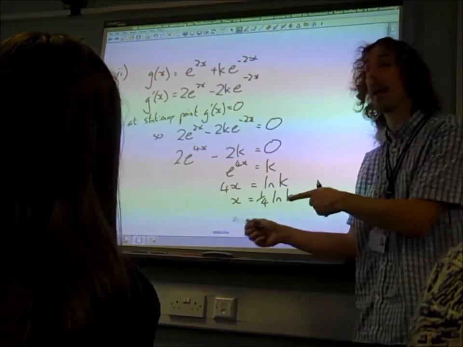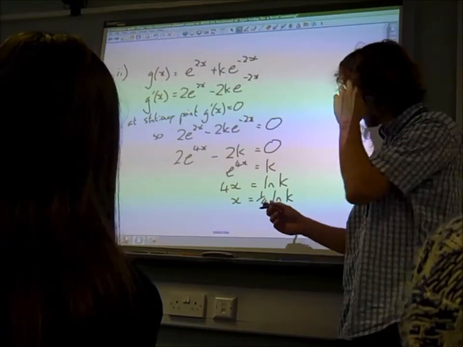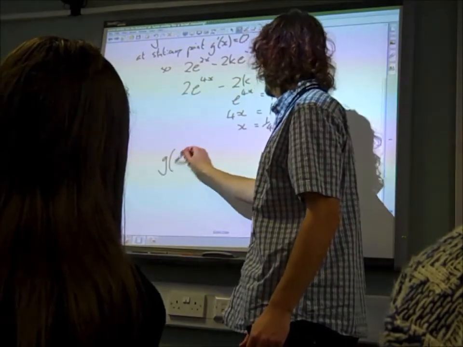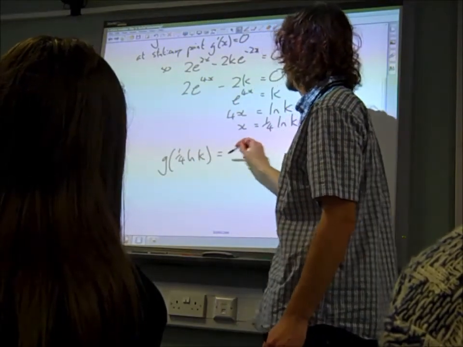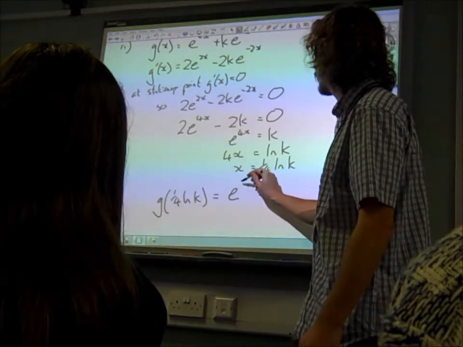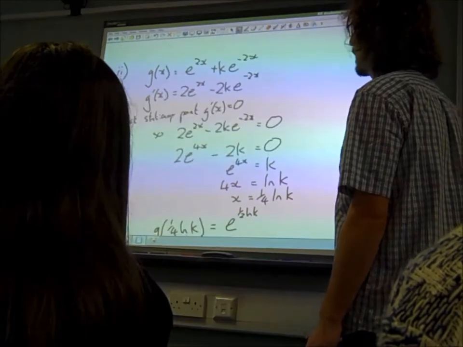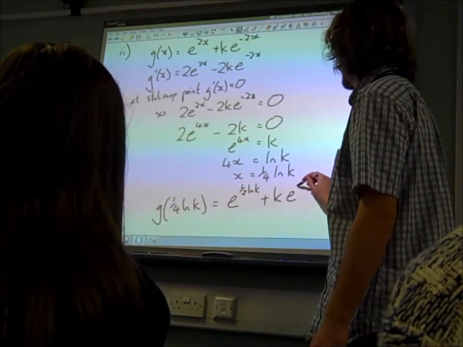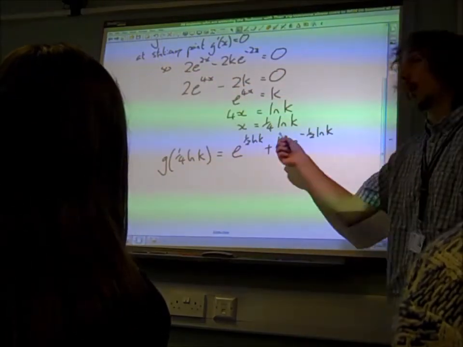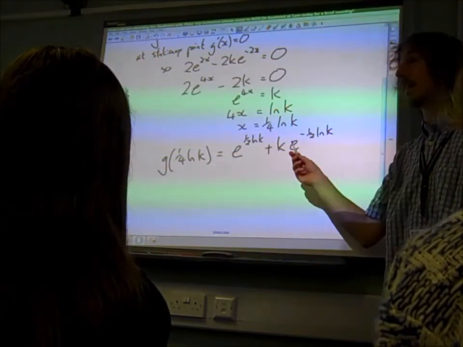Right, that's the point at which we have the stationary point, so that's not our answer in itself. We need to know the y value, that's what we said. So we now need to know what value that would give us. So sub it back in. So g of 1/4 ln k would be e to the twice that, e to the half ln k, plus k e to the minus a half ln k. And so that is our lowest value on the graph. So the range is g of x is going to be greater than that.